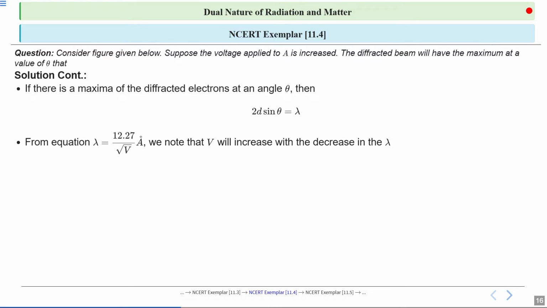Now connect the electron wavelength to the voltage. The formula lambda equal to 12.27 divided by square root of V angstrom tells us that if we increase the voltage V, the wavelength lambda gets smaller because they are inversely proportional. Lambda is inversely proportional to the root of the voltage applied. So if the voltage applied increases, lambda will get smaller. Higher voltage means electrons have more energy and a shorter wavelength.